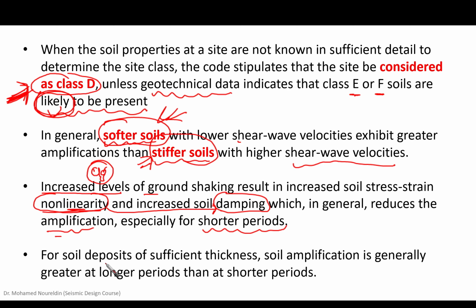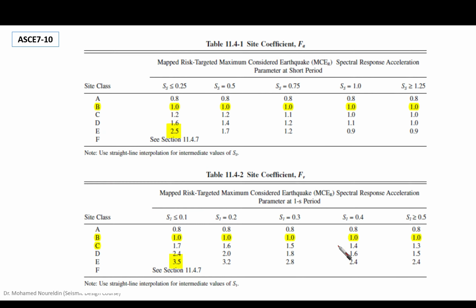For soil deposits of sufficient thickness, soil amplification is generally greater at longer periods than shorter periods. This is another hint that needs to be maintained in our mind. Now you can find this in ASCE 7. These are the tables for FA, call it the site coefficient. This is a table for FV, also a site coefficient.